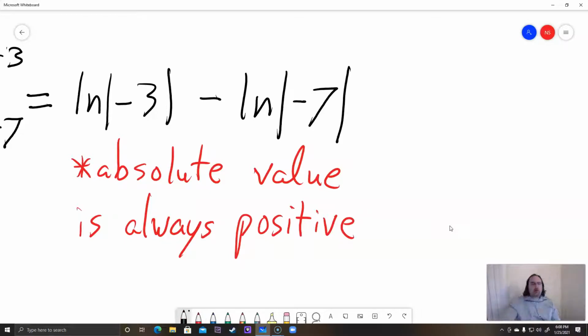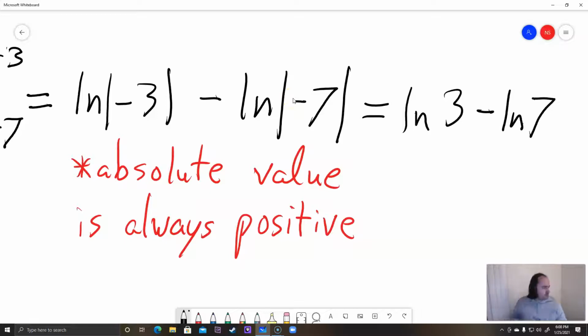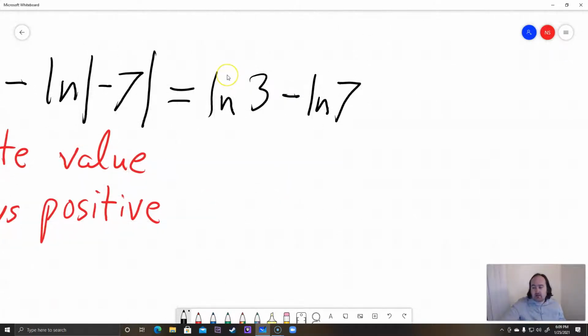Okay, so absolute value of -3 is going to be +3. So we're going to have ln of +3, and then ln of absolute value of -7. Once again, that's going to become +7. So we're going to have ln of 3 minus ln of 7. Okay? And believe it or not, they want you to simplify this a little bit more using a property of logarithms. So if you're adding logarithms, that's the same as multiplying on the inside. But if you're subtracting logarithms, that's the same as dividing on the inside.